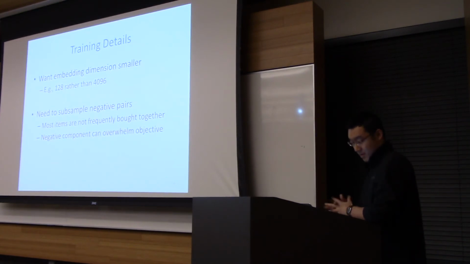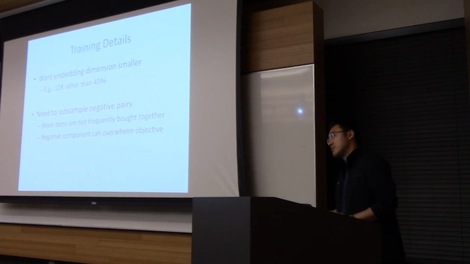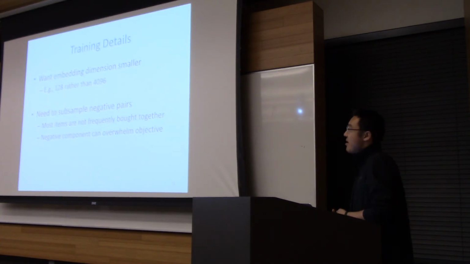Any questions on that? Yes? Why not just downweight the negative component instead of subsample? There's a computational cost there. If there's like 100 million items on Amazon, that's 100 million squared, because most items are not purchased together. In practice it makes almost no difference, and it's computationally a lot more convenient.